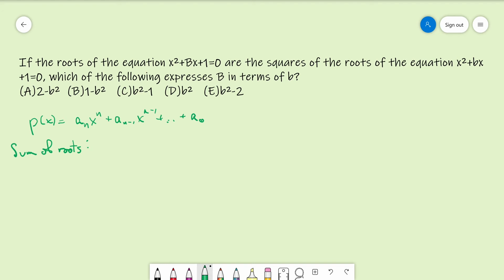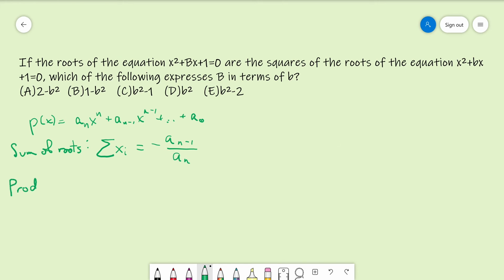Then the sum of the roots is going to equal negative, I'll just write it like this, the sum of the xi's, where the xi's are the roots, is going to equal negative a sub n minus 1, in other words, negative the coefficient of x to the n minus 1, all over a sub n, the coefficient of x to the n.